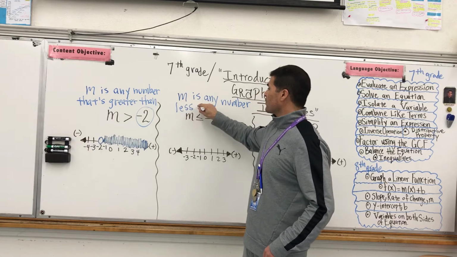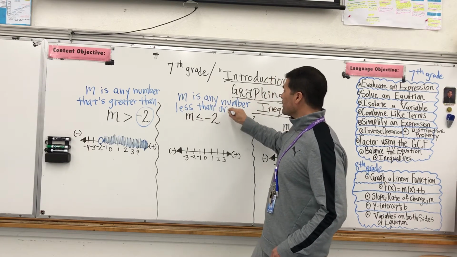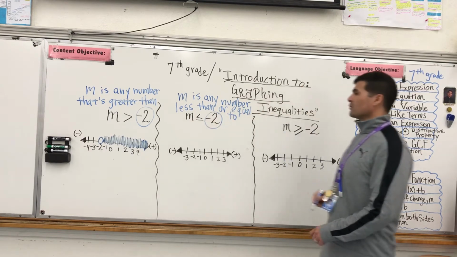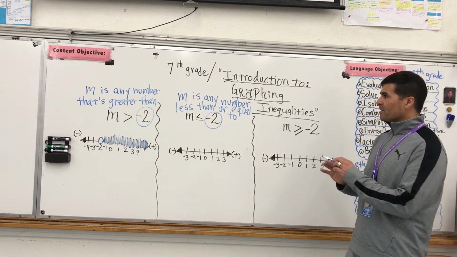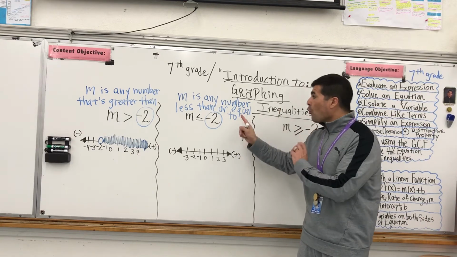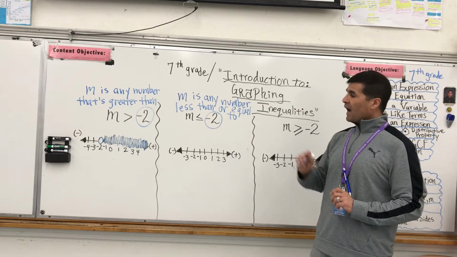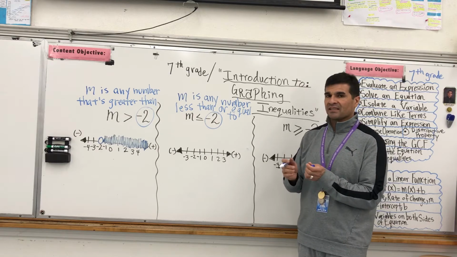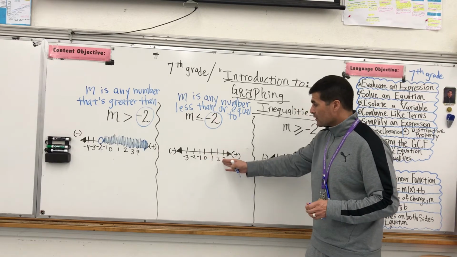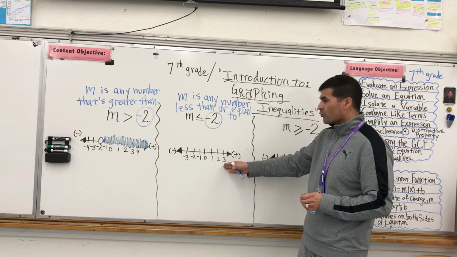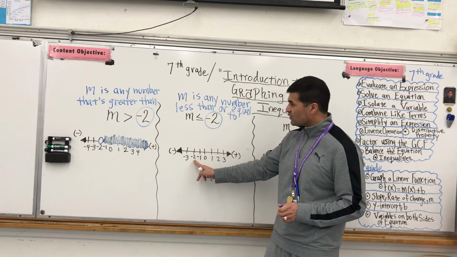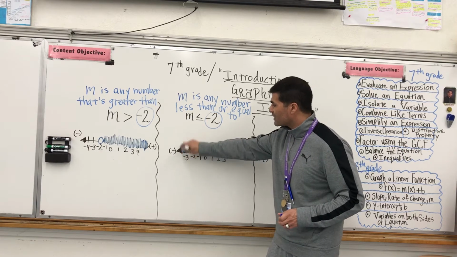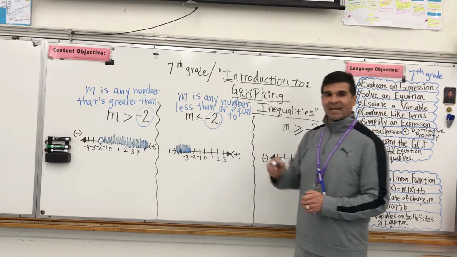less than or equal to -2. So if m is any number that is less than -2 or it's equal to -2, I have to show on this diagram what that means. Well, give me some numbers that are less than -2, because they wouldn't be 3 or 2 or 1. These numbers are all greater. Well, I need to go where -2 is, and I need to color in all these numbers here. On the left of it, these numbers are less than -2.